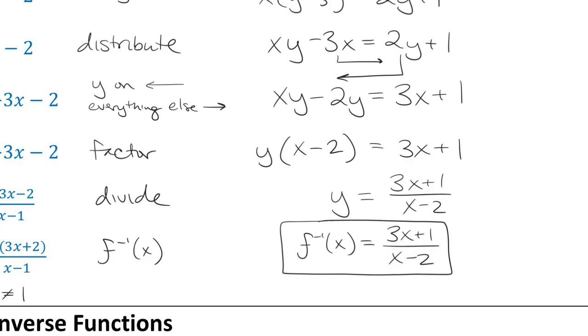If there was a bonus question on here that said, what number are you not allowed to plug into that? What number is it? 2. 2 would make that denominator equal to 0, so 2 is not allowed. x is not allowed to be 2.